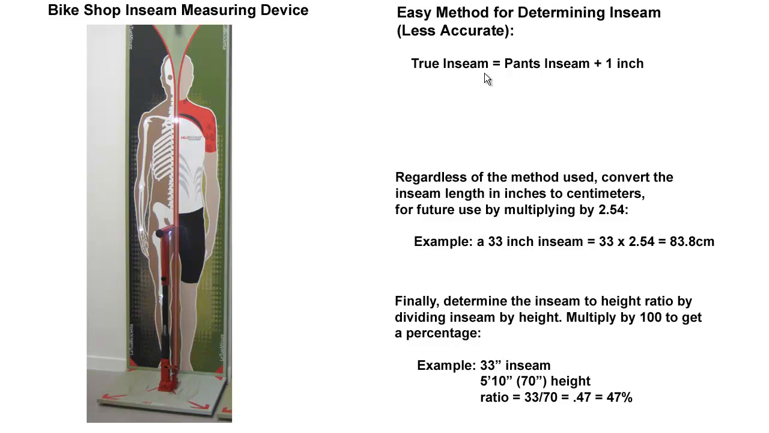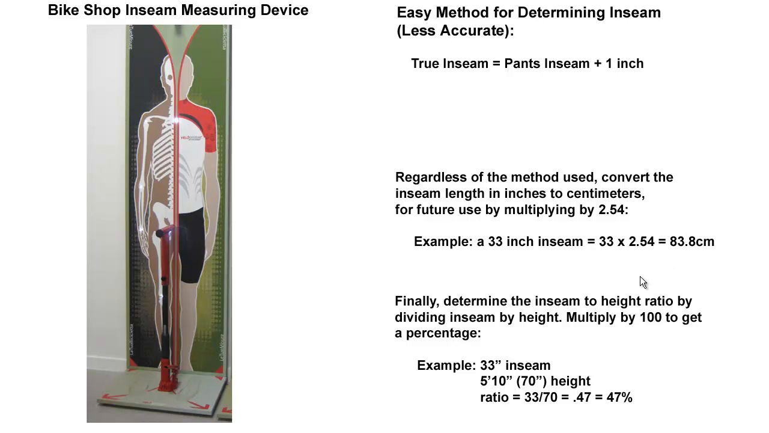Regardless of the method you use, what you want to do is take this length in inches and convert it to centimeters by multiplying by 2.54. So a 33-inch inseam in centimeters is 33 times 2.54, which is 83.8 centimeters. This number will be useful later on when you are adjusting the seat height in your Solidworks sketches.